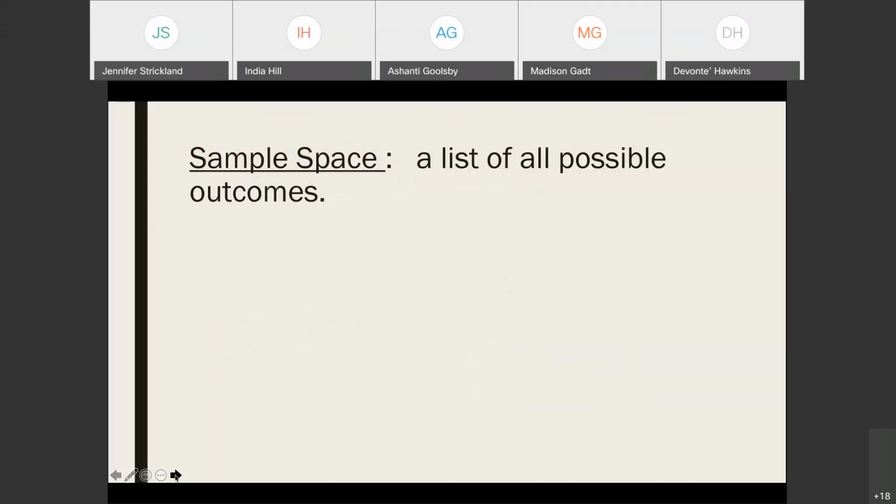All right, so here's what a sample space is, and then we're going to work on a couple of examples. All right, so a sample space is a list of all possible outcomes. So it is everything that could happen when you do an experiment. And so what you'll find is that some of these are really, really easy to come up with. And we're going to do some easy ones first. Okay, so these will seem almost like common sense, but we just want to get an idea of how to do it. And then we'll do some that are a little more difficult.